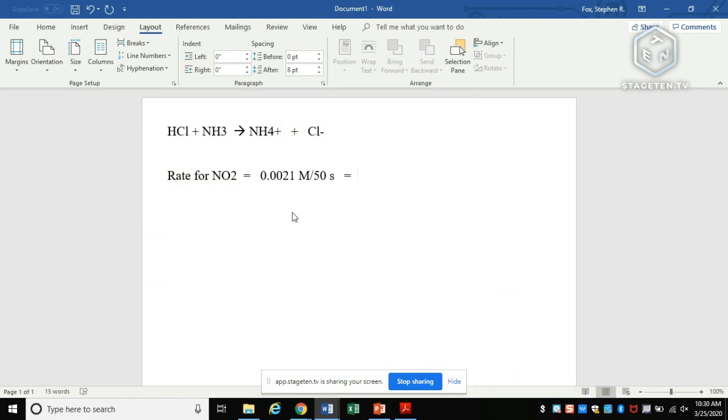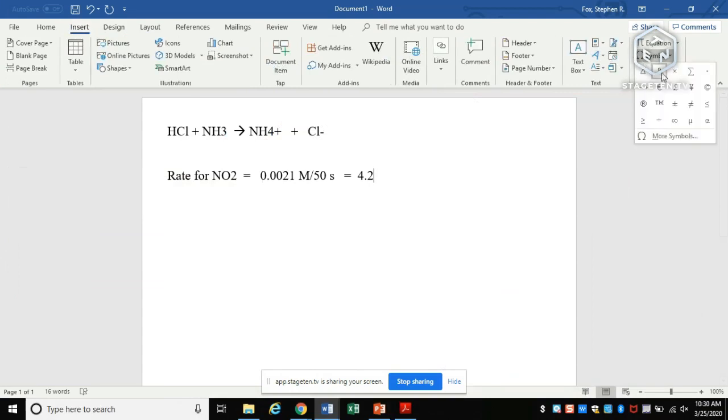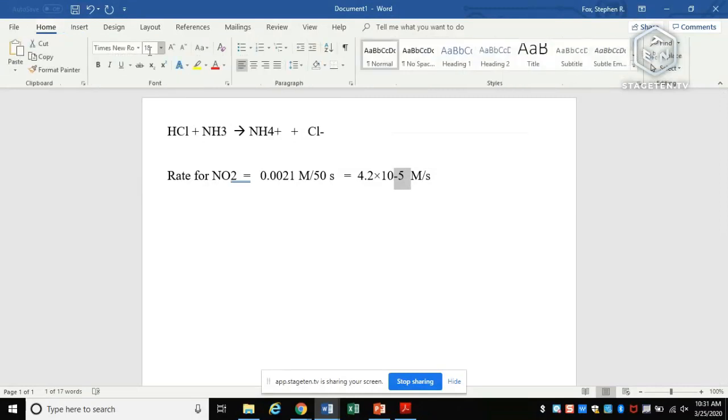So 4.2 times 10 to the negative 5 molarity per second, right? So that's our rate of disappearance for NO2 during that time period. Well, how could I get the rate of appearance or the rate of formation for NO?